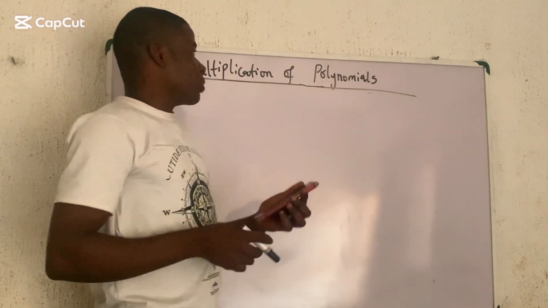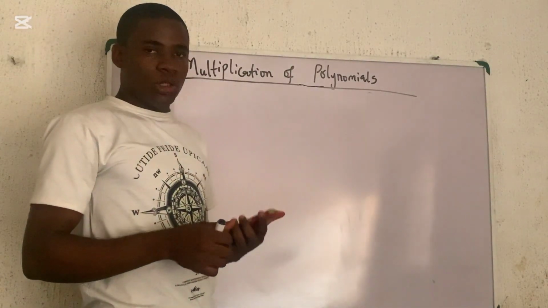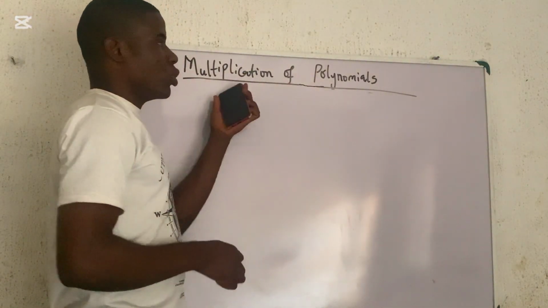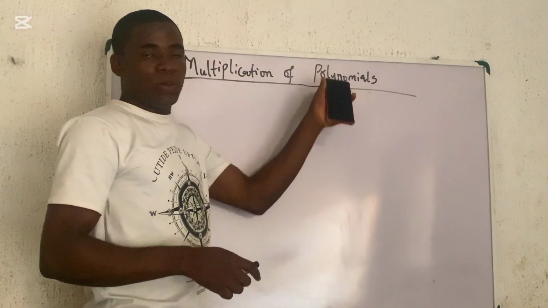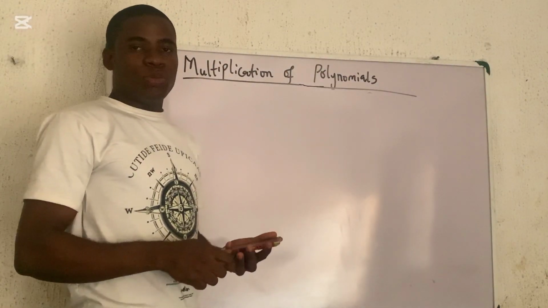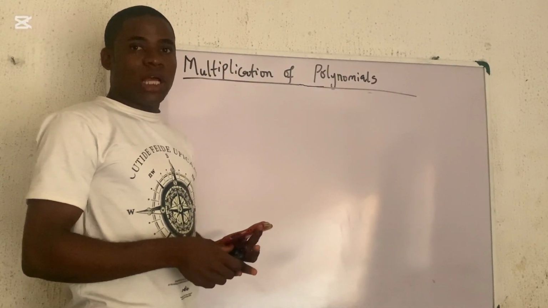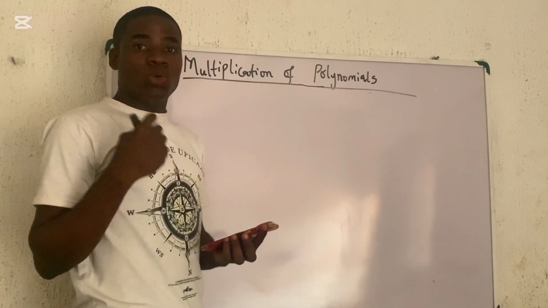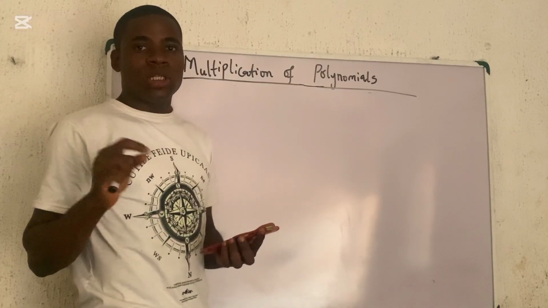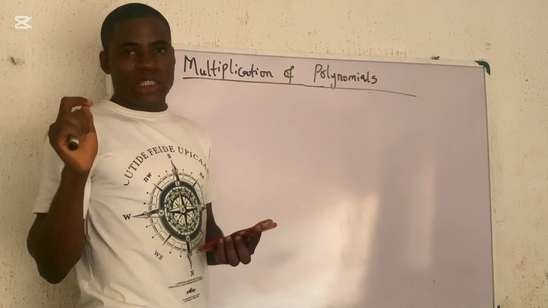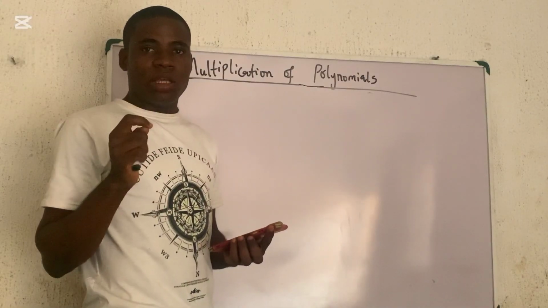Hi, today let's talk about multiplication of polynomials. Now, we know what multiplication is. I've already explained what polynomials are. They are algebraic expressions, right? Now, whose power of the variables are not negative, neither are they fractions.